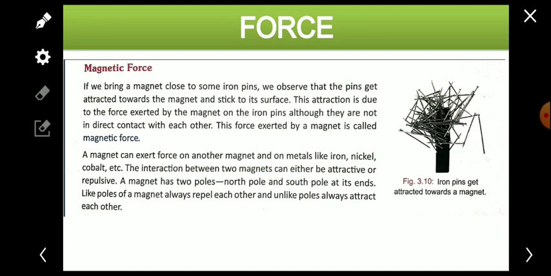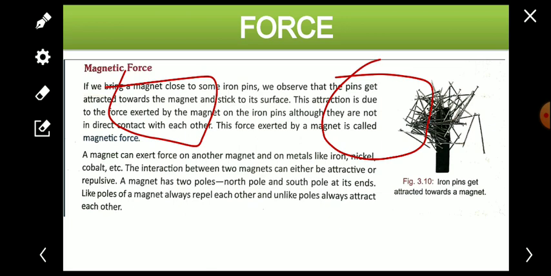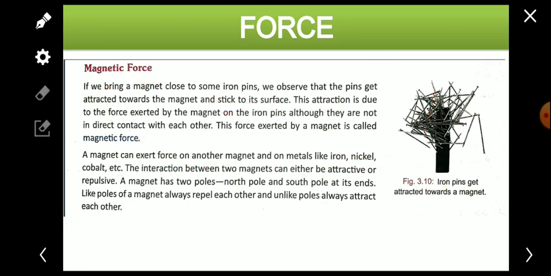When two magnets interact, they apply force on each other, and they can either attract each other towards themselves, or they will repel, which means they will push each other. Pushing each other is known as repulsion. So when we bring two magnets nearby, they either attract or repel. That's why it is said that the interaction between magnets can either be attractive or repulsive.